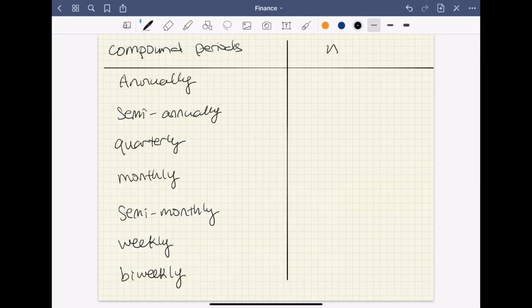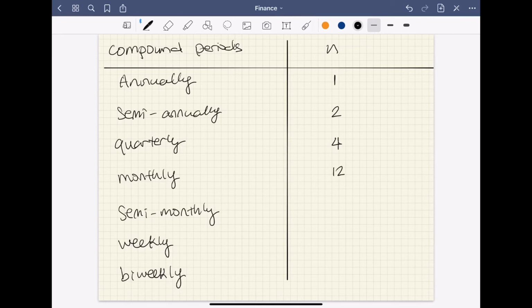Now let's talk about compound periods. So first of all, annually. If it's compounded annually, then how many times will the interest be paid per year? 1 time, right? So then n is equal to 1. If it's compounded semi-annually, then how many times? 2. What about quarterly? How many quarters are there in a year? 4, right? Monthly? 12 months in a year, so the interest will be paid 12 times a year.